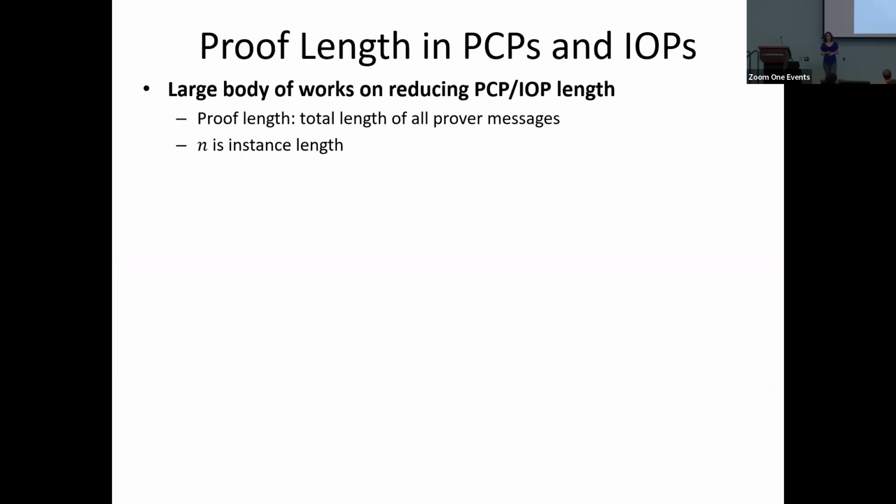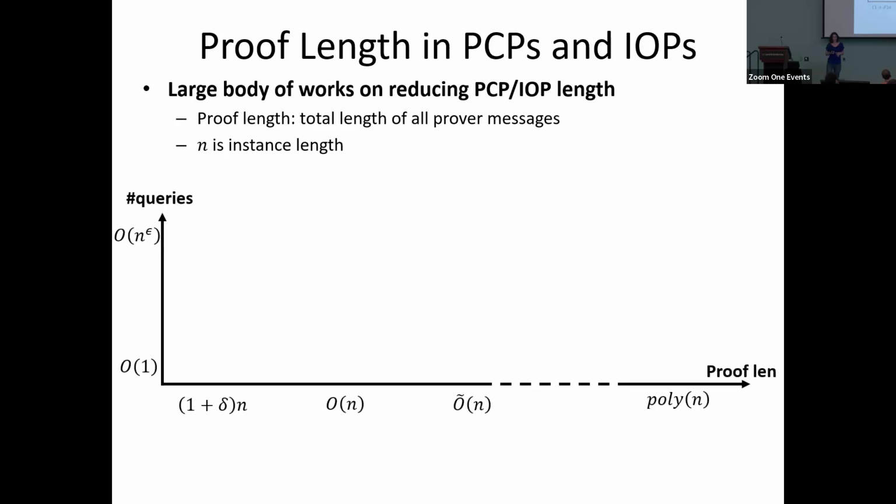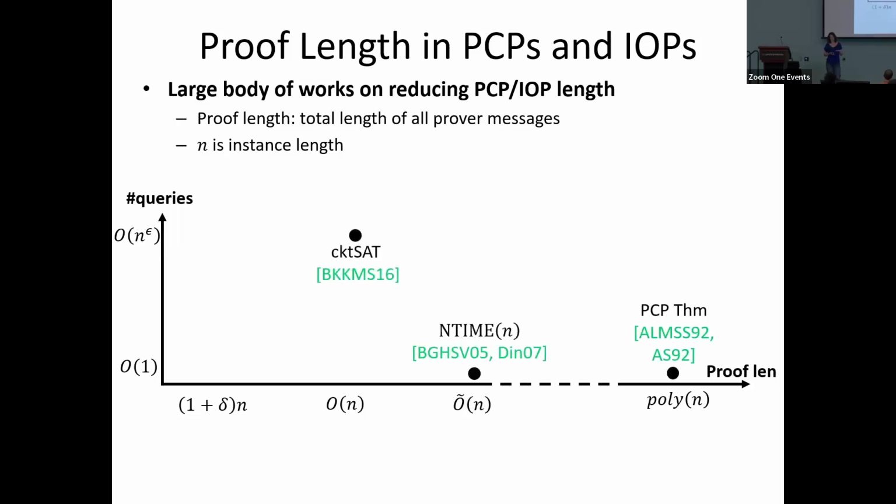So what do we know about these PCPs and IOPs, specifically in terms of the proof length? There are two parameters here that we want to reduce. One is the proof length, and the other is the query complexity, so how many queries you have to make to verify the proof. And for PCPs, the proof length has been consistently decreasing. We now have linear length PCPs, but to verify them, you have to make a super constant number of queries to the proof.